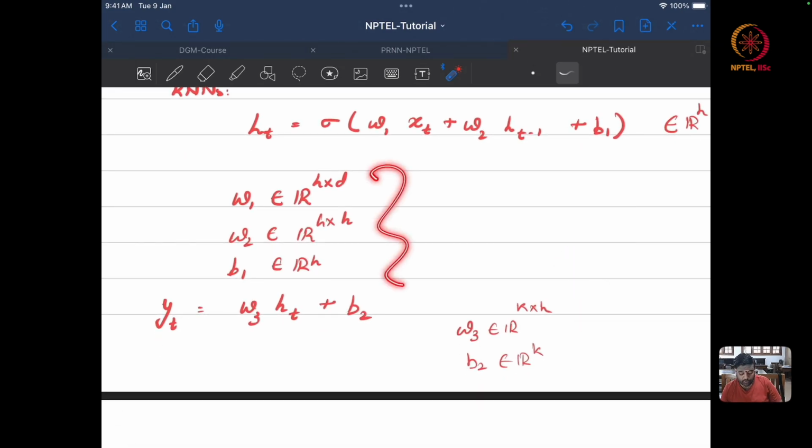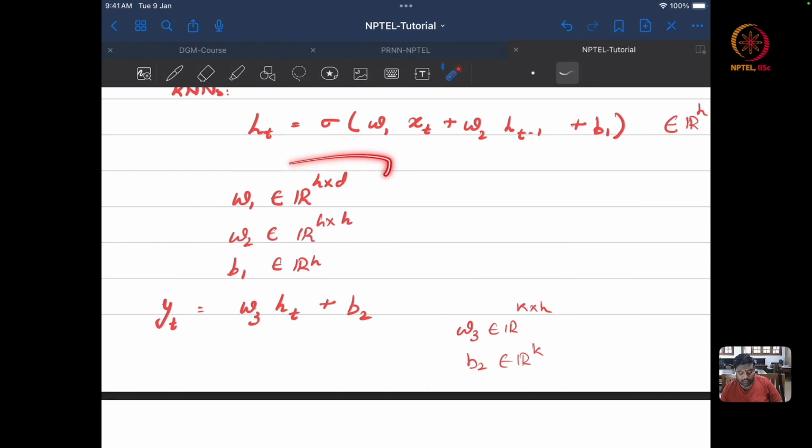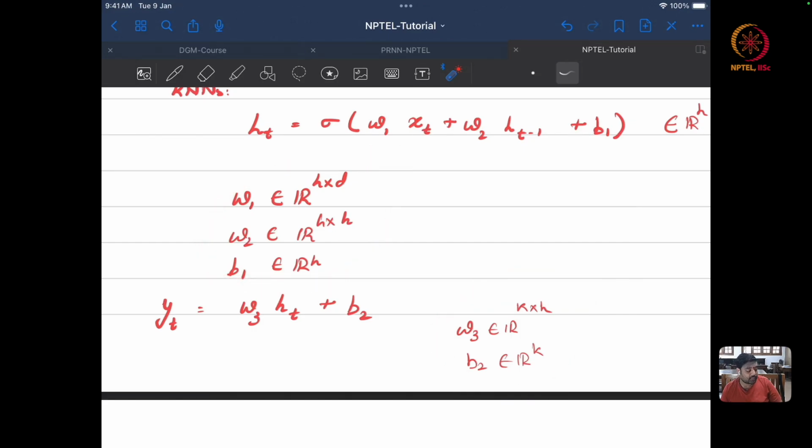So from this, what we know is that these are the learnable weights. Now we have these many learnable weights. You can put some numbers and then think of how many learnable weights there are in this given case.